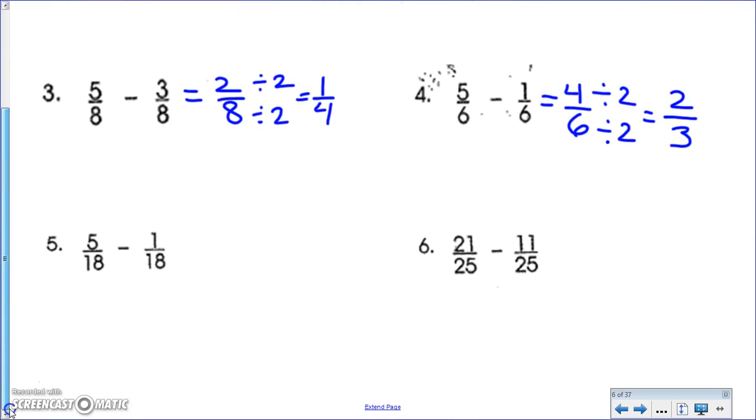For 5, we have 5/18 minus 1/18, which gets us 4/18. Then to simplify, we're going to divide both of those by 2 and get 2/9.